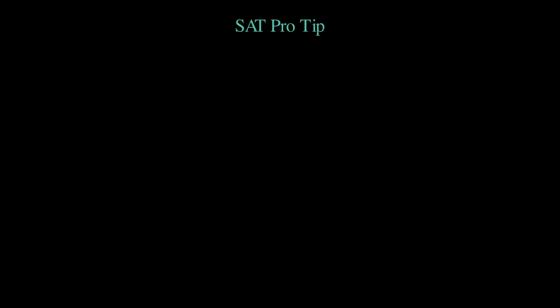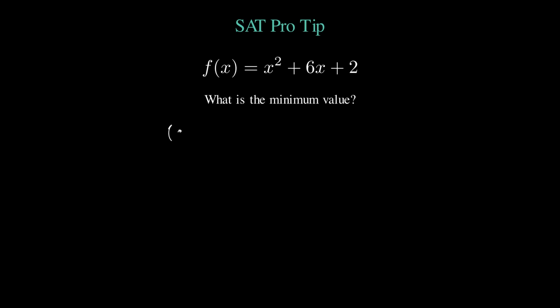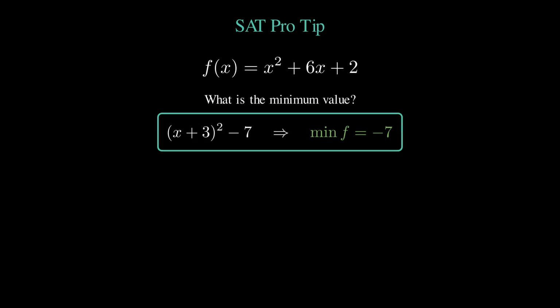Pro tip, minimum and maximum questions. If they ask for the minimum value of f(x) equals x squared plus 6x plus 2, complete the square. Vertex form gives k directly. Here, negative 7 is the minimum when a is positive.